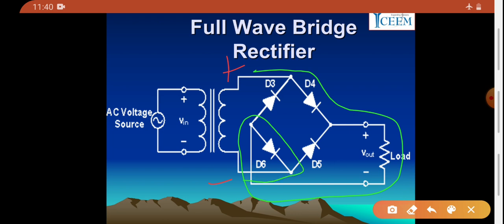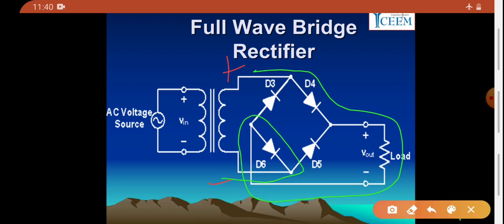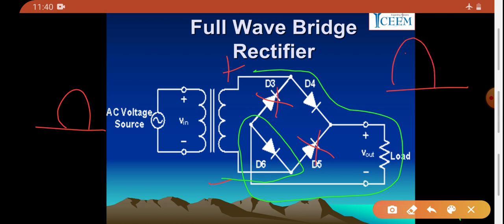through D4, then the load, and then D6, because the two diodes D3 and D5 are in reverse bias condition, that means open. Therefore for the positive half cycle you get the output as a positive half cycle, because D4 and D6 are in on condition.